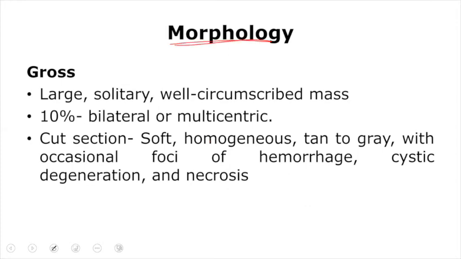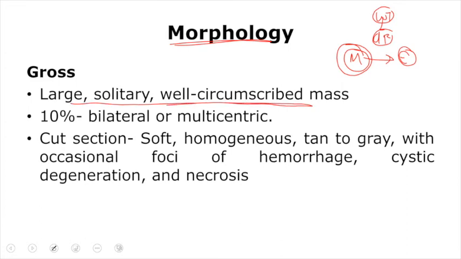So let me revise again. If there is a defect in the WT gene, there will be an absence of differentiation factor. As a result, there will be improper or irregular differentiation, so the mesodermal component from the metanephric blastema will not be converted, or will not be completely converted, into the epithelial component. This will manifest with improper differentiation and improper growth of the kidney, and that will manifest with a large solitary well circumscribed mass, usually unilateral, but in 10% of cases it can be bilateral.